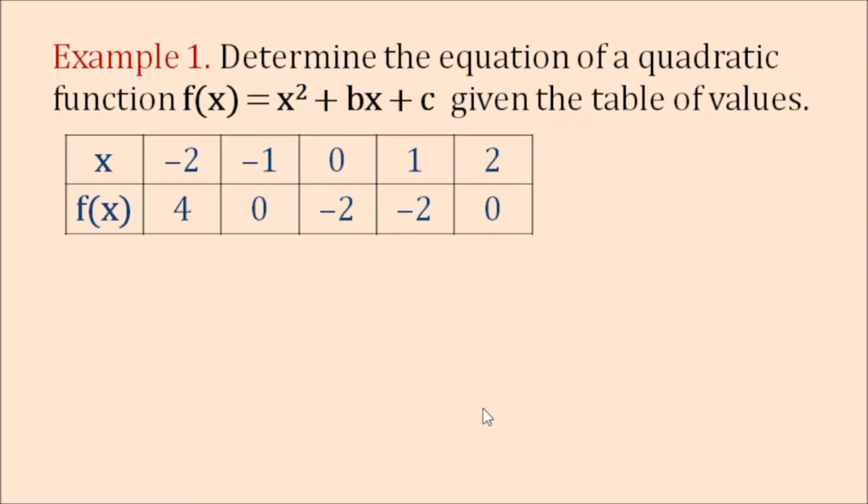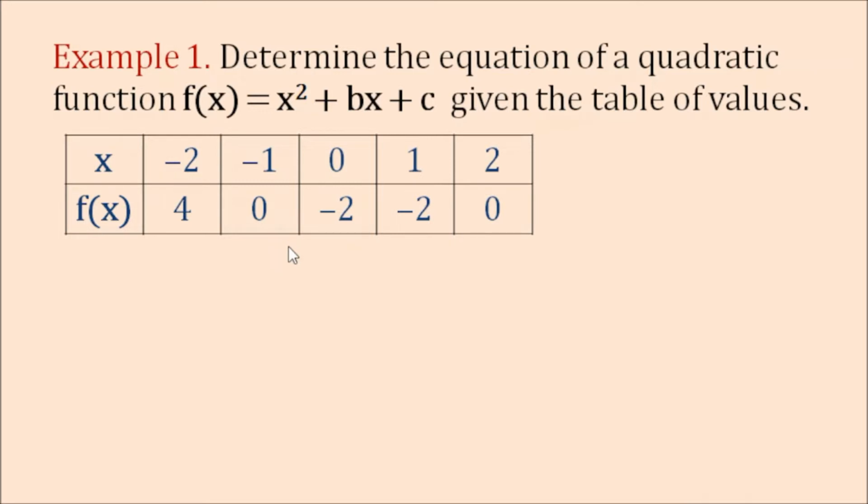Example number 1. Determine the equation of a quadratic function of the form f of x equals x squared plus bx plus c given the table of values. And the table of values is this one. Here we are going to find the values of b and c. And our strategy here is to use the roots of the function.